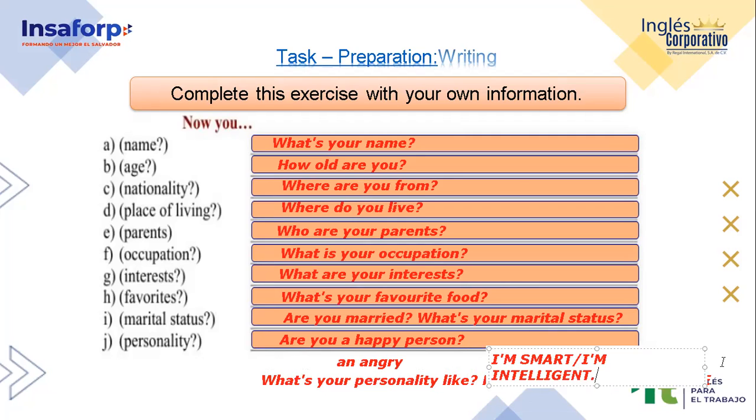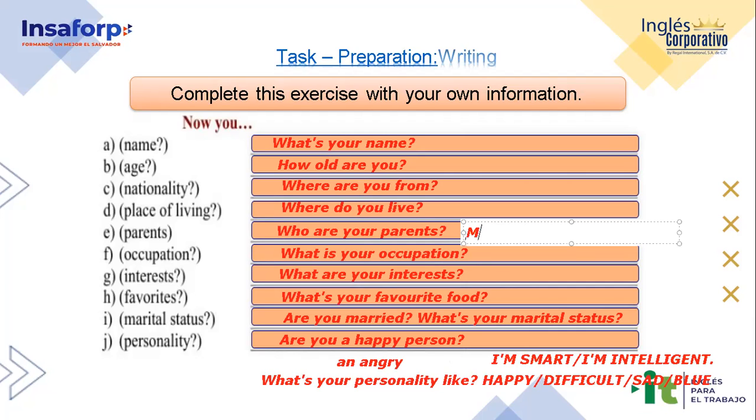So now you are going to discuss these questions through the group. Okay. What's your name? My name's Areli. How old are you? I'm 25. Where are you from? I'm from El Salvador. Where do you live? I live in San Salvador. Who are your parents? My parents are. Ustedes van mencionando ahí los nombres de sus padres. My parents are.